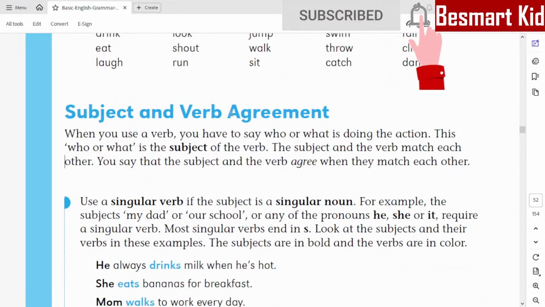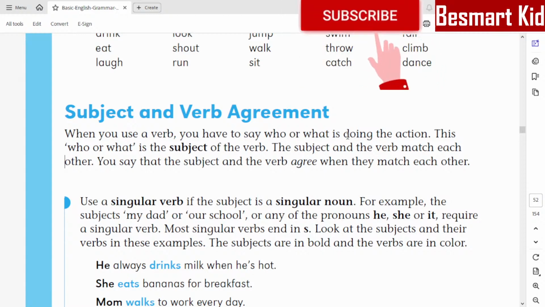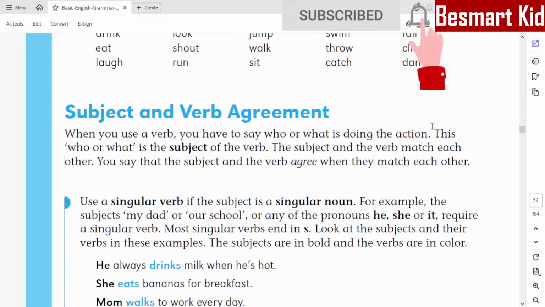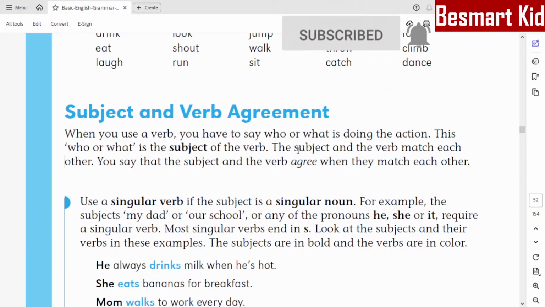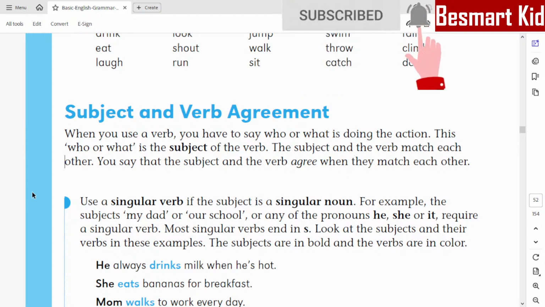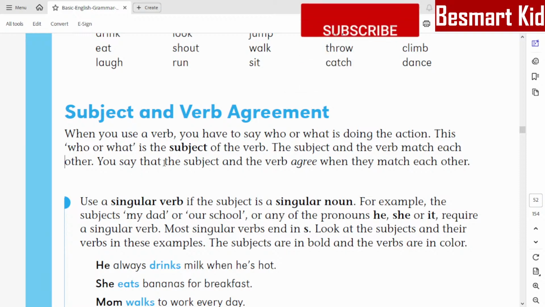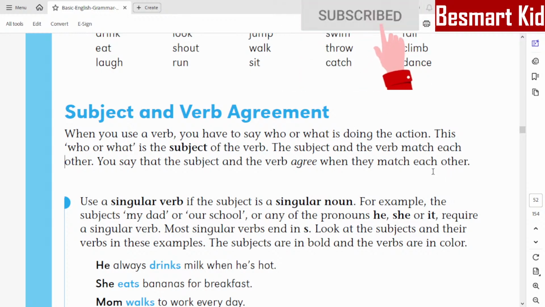Subject and verb agreement. When you use a verb, you have to say who or what is doing the action. This who or what is the subject of the verb. The subject and the verb match each other. You say that the subject and the verb agree when they match each other.